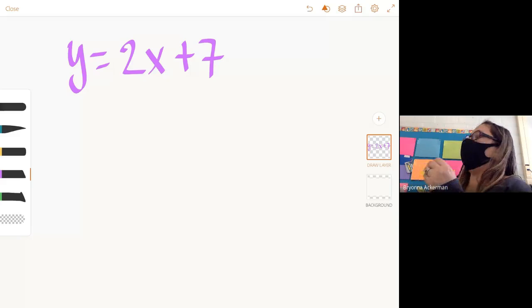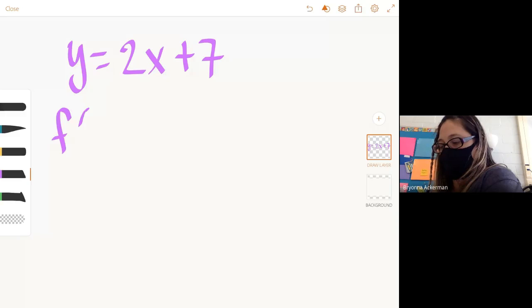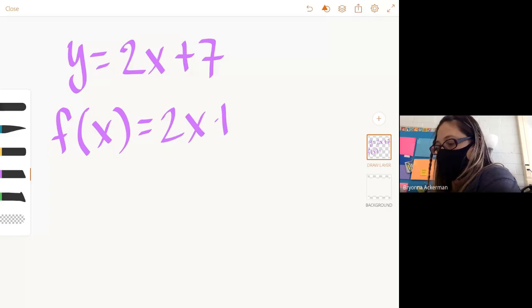Does anyone remember what we replace? So think function is an f, right? So instead of y, I just write f of x. So f of x is equal to 2x plus 7.